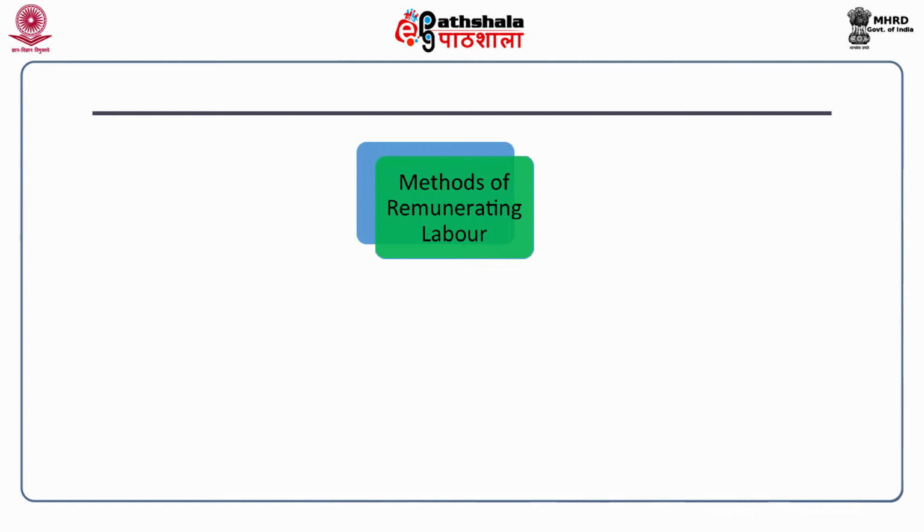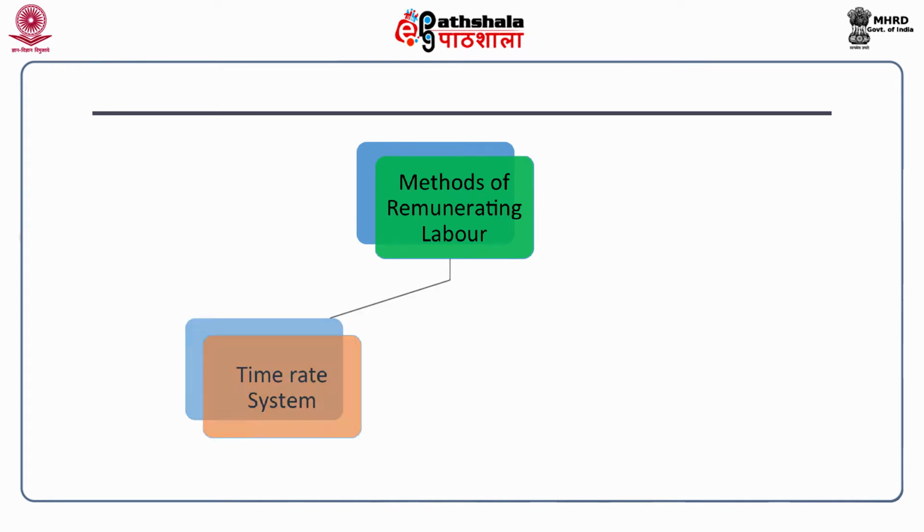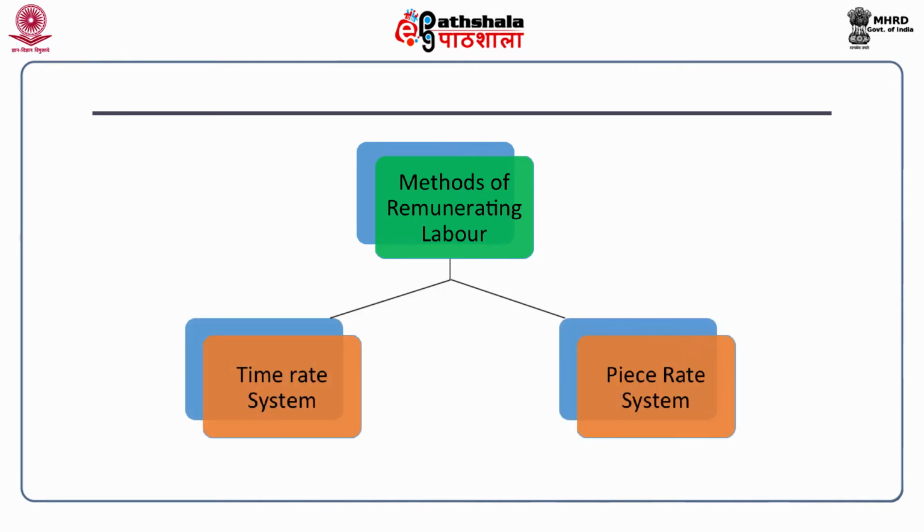Methods of remunerating labor. People working in the organization perform different tasks. Some are involved in production and distribution where physical exercise is more, while some are involved in administrative work where mental exercise is more. Therefore, one remuneration plan will not suit all types of persons working in the organization. Laborers are directly involved in the production. The two basic methods of labor remuneration are the time rate system and the piece rate system.